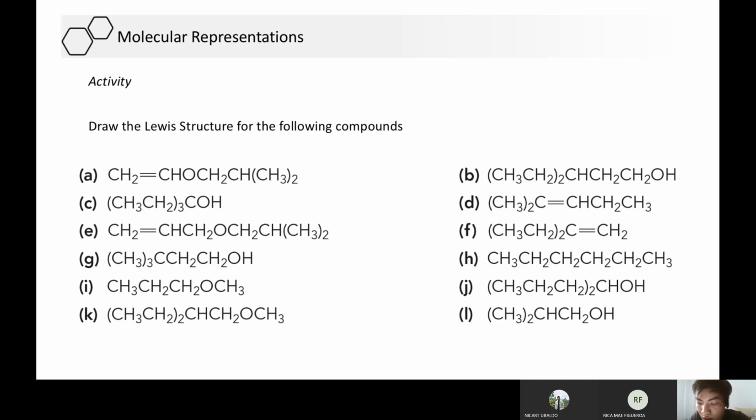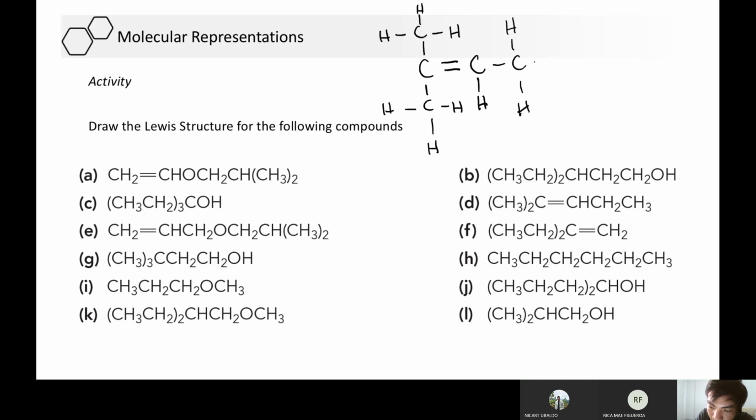Okay, so letter D, I have 2 CH3s bonded to this carbon. So, itong carbon na to, may dalawang CH3 dyan. Drawing ko na lang. Okay, then, itong carbon na to, naka-double bond sa kabilang carbon. Then, itong hydrogen, yung hydrogen, nakabond yun sa previous carbon. Then, the rest is CH2, CH3.